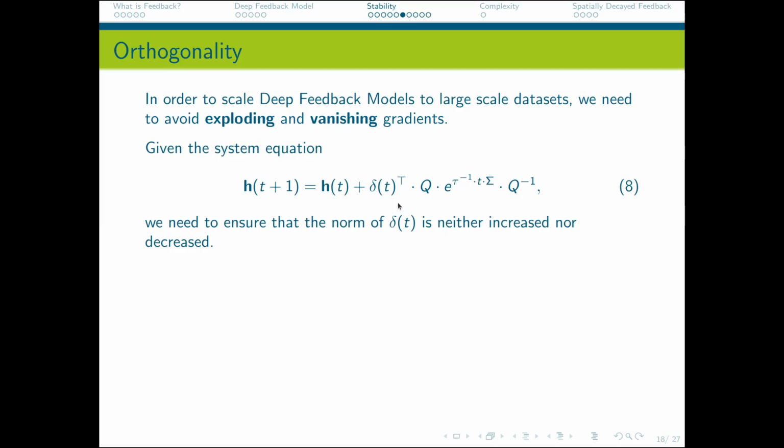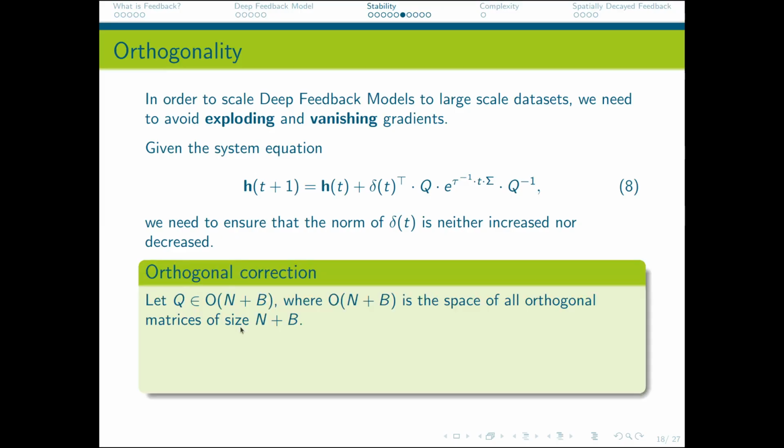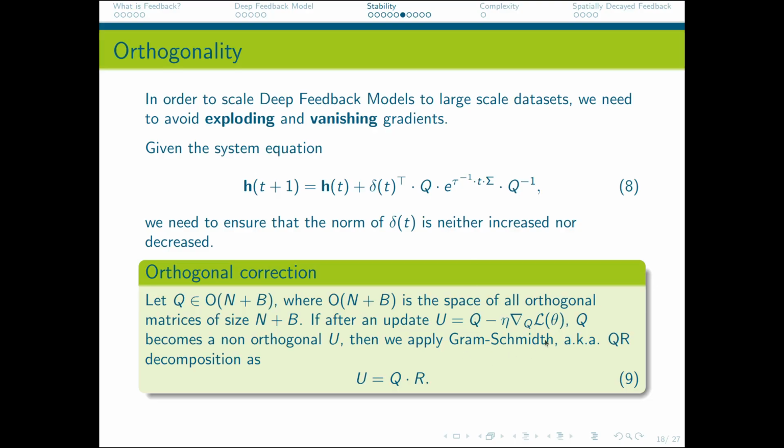So what we are going to do is define an orthogonal matrix of size n plus b, and every time that we do a gradient update on Q, we are going to have a non-orthogonal matrix. So think of Q as belonging to the orthogonal matrix space. You move it to a non-orthogonal representation, and we apply Gram-Schmidt on that non-orthogonal representation, decomposing the matrix into two matrices, Q, which is orthogonal, and an upper triangular matrix R. And we retrieve Q from here. So we move it from orthogonal to non-orthogonal and correct it back again to orthogonal.